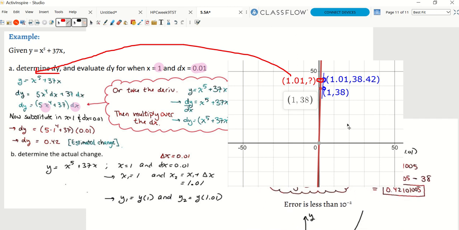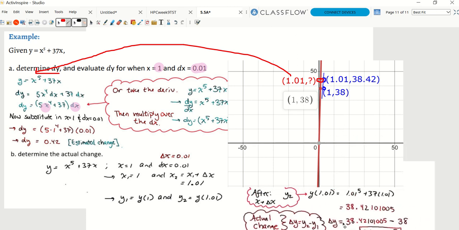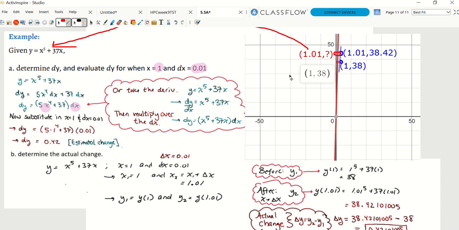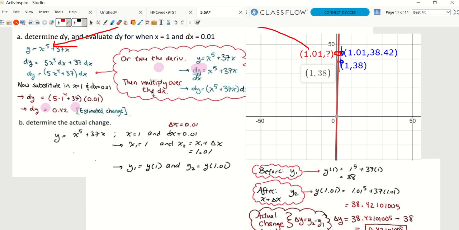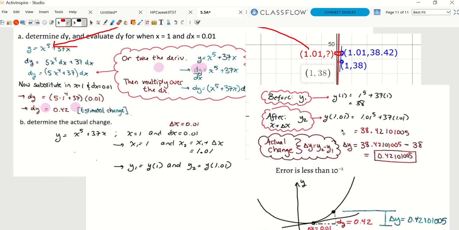And that's what they did right here. Okay, let me move this up a little bit. Hold on, I'm kind of running out of space over here. Let's move that up, and let's move this up here. Okay, now that's what they did over here. They plugged in the 1.01 and they got the 38.42.